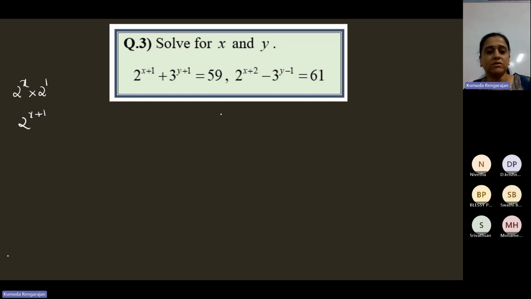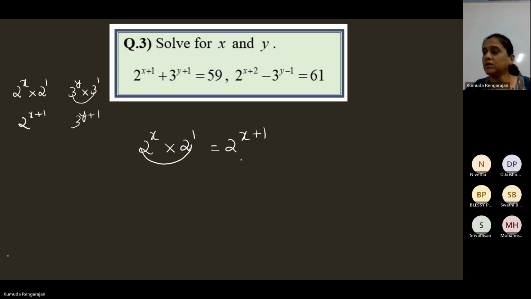Now 3 to the power y plus 1. The earlier step, 3 to the power y into 3 to the power 1. Bases are same, multiplication, we add the powers. See, what will you do when you have 2 to the power x into 2 to the power 1? Bases are same and it's multiplication, so you'll add the powers. Now, when you have 2 to the power x plus 1, you must split and write it as 2 to the power x into 2 to the power 1.